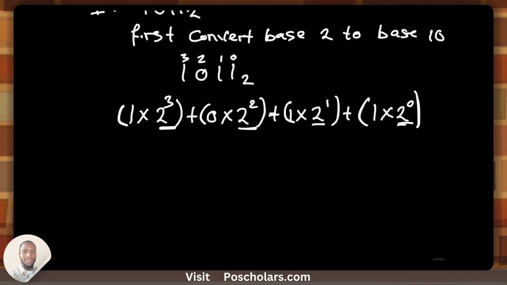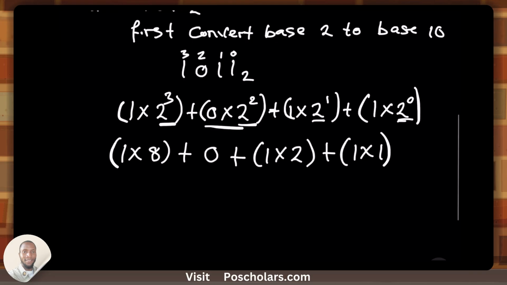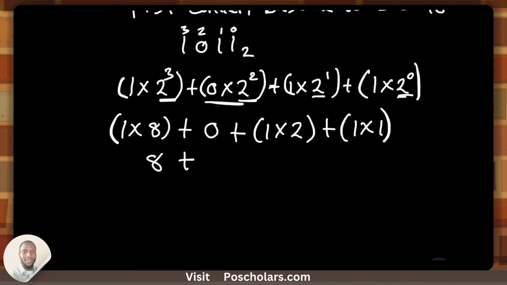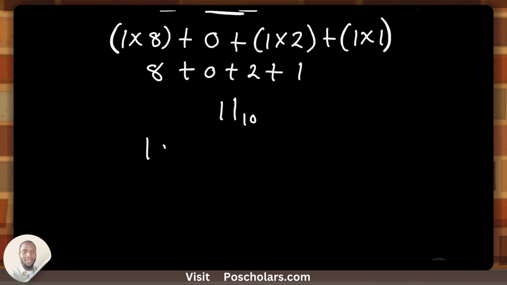Next, we are going to simplify. To simplify, we know that 1 times 2 raised to power 3 is 8. Then plus 0 times anything gives 0. Everything here becomes 0. Plus we have 1 times 2 raised to power 1 gives 2. Then plus 1 times 2 raised to power 0 gives 1. So finally, we have 1 times 8 gives 8 plus 0 plus 2 plus 1. And when you sum up, you have 11 base 10. Now we have succeeded in converting 1011 base 2 to a number in base 10, which is 11 base 10.